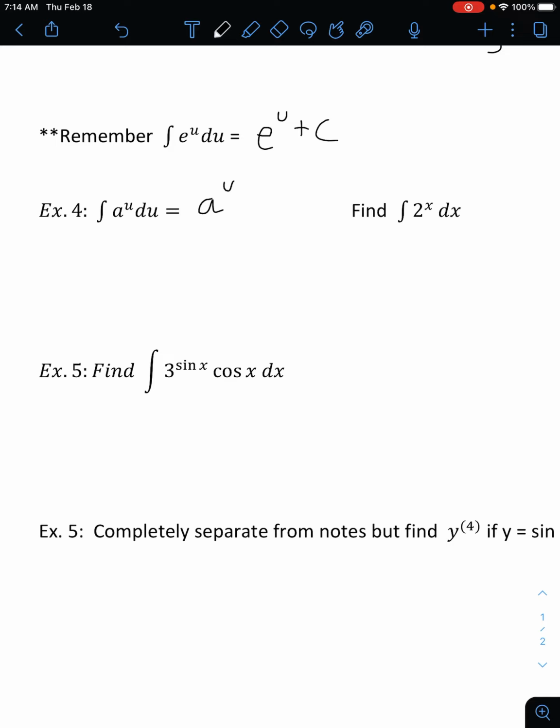But when we did derivatives, we multiplied by the natural log of a. Well, when we're integrating, we divide by the natural log of a, and then plus c. So it's very similar to the derivative, except instead of multiplying, we are now dividing. So if I want to find the integral of 2 to the x, it's 2 to the x divided by natural log of 2 plus c.